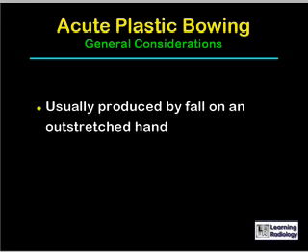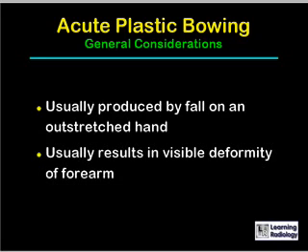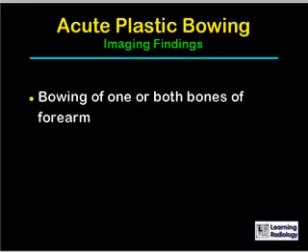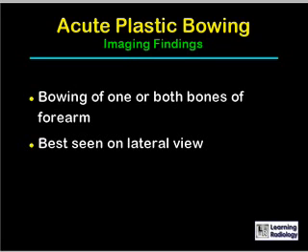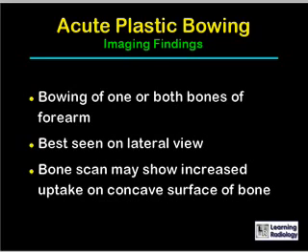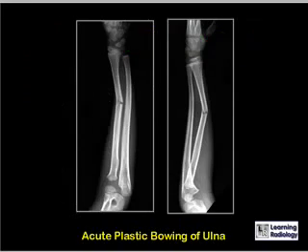It's usually produced by a fall on an outstretched hand, and it usually results in a visible deformity of the forearm. On imaging studies, there's bowing of one or both of the bones of the forearm. This is best seen on the lateral view, and sometimes a bone scan can show increased uptake on the concave surface of the bone where the numerous microfractures have occurred.